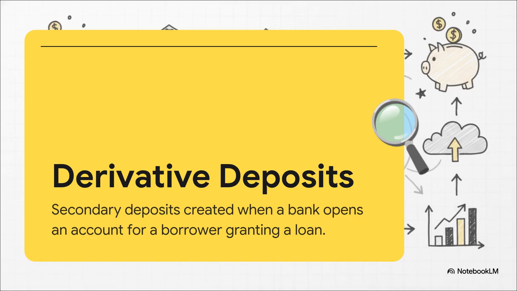A primary deposit is exactly what it sounds like, cash a customer physically hands over. But a derivative deposit, that is generated entirely by the banking system. See, whenever a bank grants a loan, they don't usually hand over a stack of physical cash. Instead, they just open a deposit account in the borrower's name. So every single loan creates a secondary derivative deposit. And the creation of this deposit means the creation of credit.